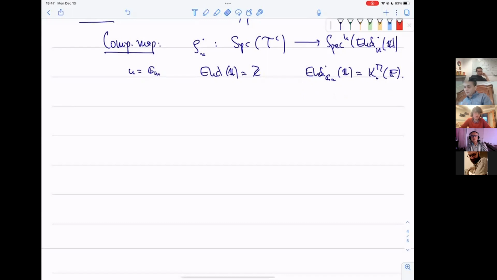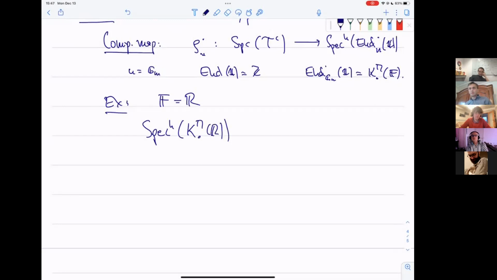And if the field, let's take a slightly more interesting example, which will connect to what I hope to say in the last 13 minutes. If you take the field to be the real numbers, then the spectrum of Milnor K theory, yes.